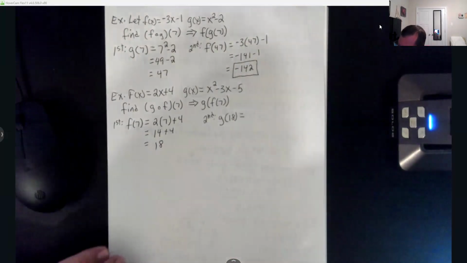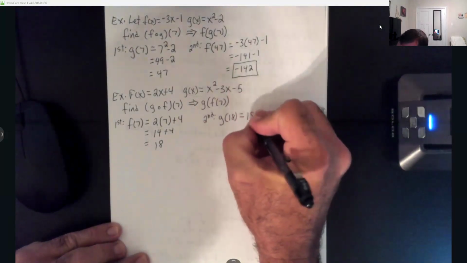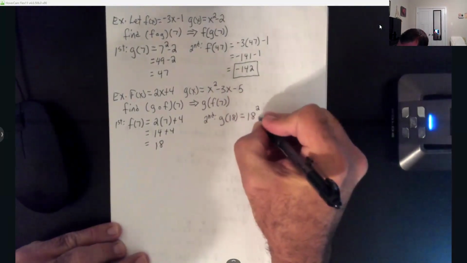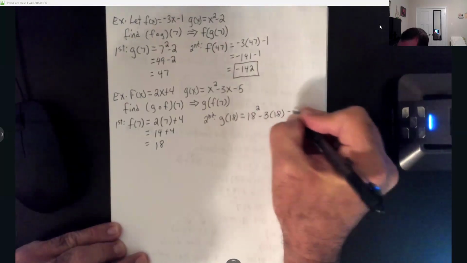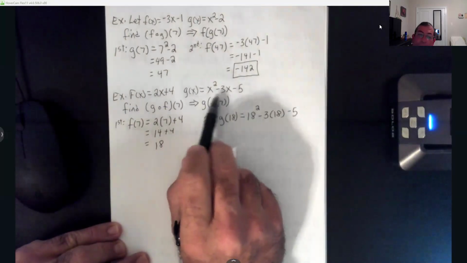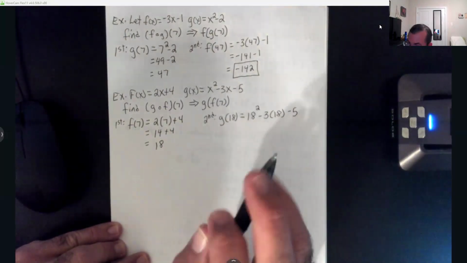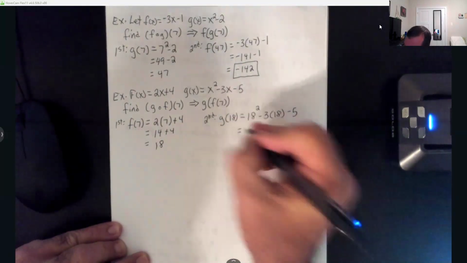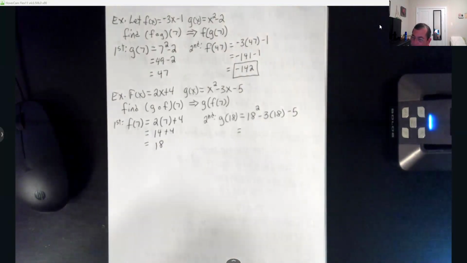Well, gee, that's going to be a big number, y'all, because look at 18 squared. So I got 18 squared minus 3 times 18 minus 5. So you got two x's in G, so we have to put the 18 in for both of those x's, okay? Ooh, that's going to be a hard one for us. We have to break out the calculator, y'all, because we're from Arkansas. We quit at 12 times 12 here.